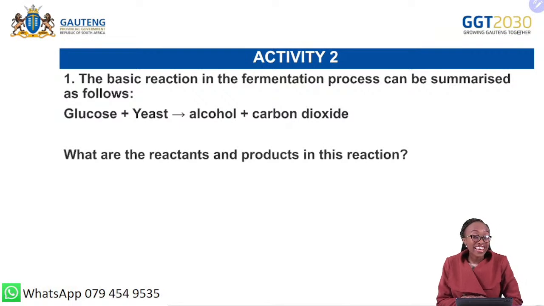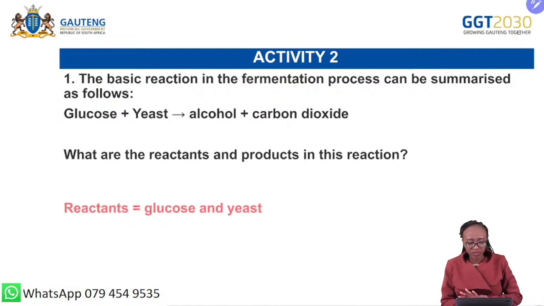Welcome back, grade 8 learners. Now let's answer this question. Let's read it once again. The question read, the basic reaction in the fermentation process can be summarized as follows. Glucose reacts with yeast to produce alcohol and carbon dioxide. What are the reactants and products of this reaction?